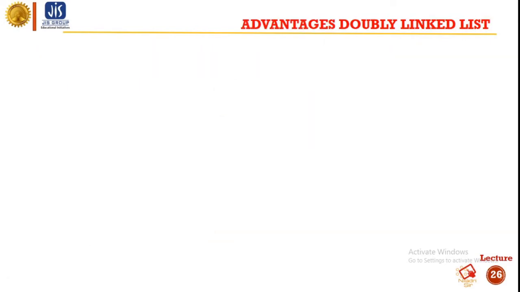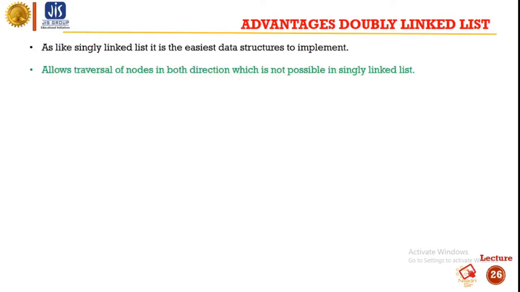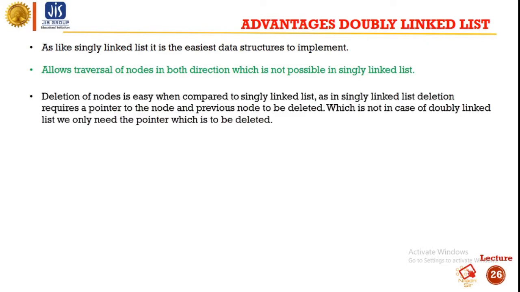Now, what are the advantages of a doubly linked list? Like a single linked list, it is an easy data structure to implement. It allows traversal of nodes in both directions, which is not possible in a single linked list. Deletion of nodes is easy compared to a single linked list, as in a single linked list deletion requires a pointer to the node and the previous node to be deleted, which is not the case in a doubly linked list. We only need the pointer to the node which is to be deleted. Reversing the list is simple and straightforward.